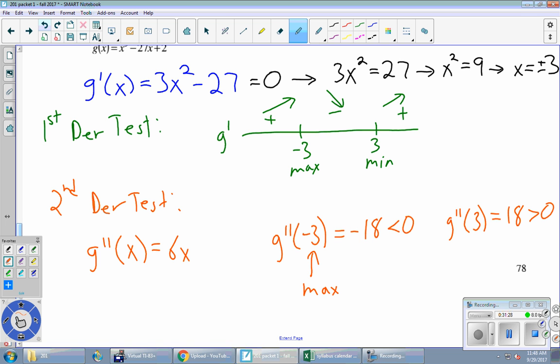G double prime of 3 is +18, concave up or down. Concave up, that's my smiley face. Is that a min or a max? That is a min.